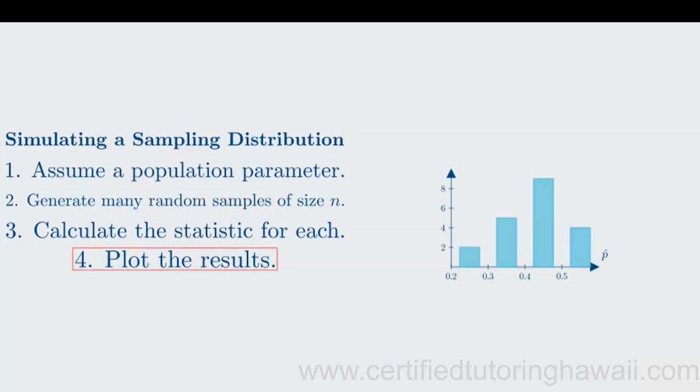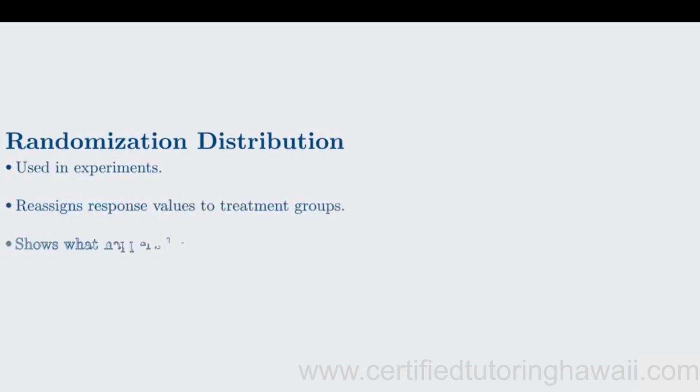By using this simulation, we can see how much we expect our sample results to vary just by chance. We have now met our objective of understanding how to simulate these distributions. A specialized type of simulation used frequently in experimental design is called a randomization distribution. It is used in experiments to show what happens by chance alone by reassigning response values to treatment groups.